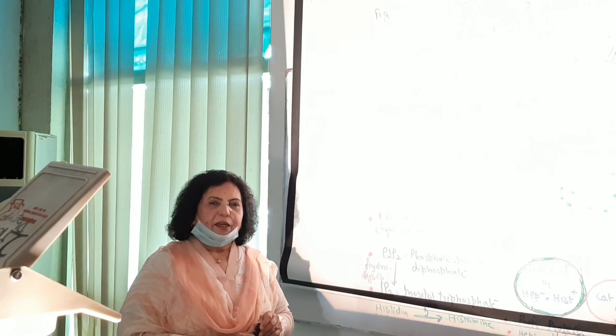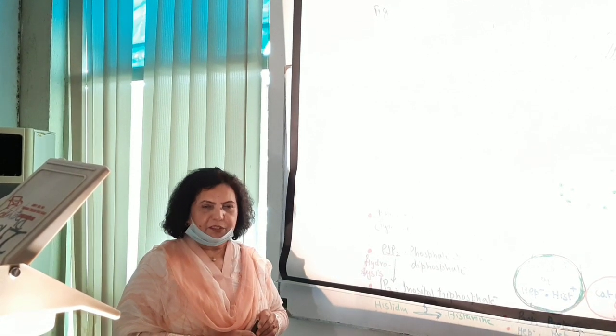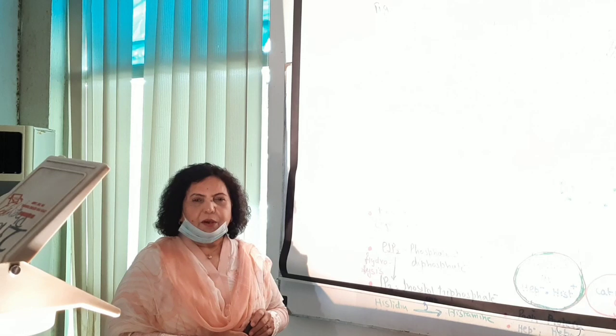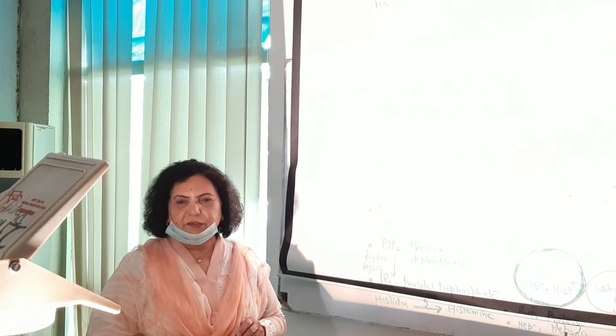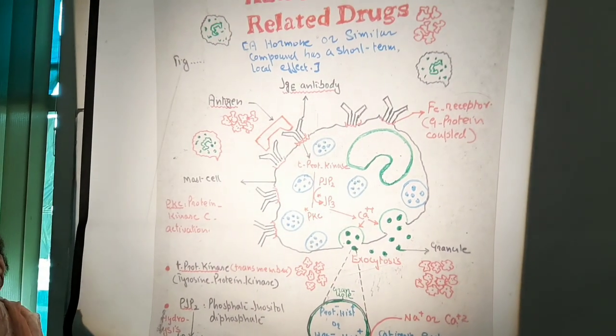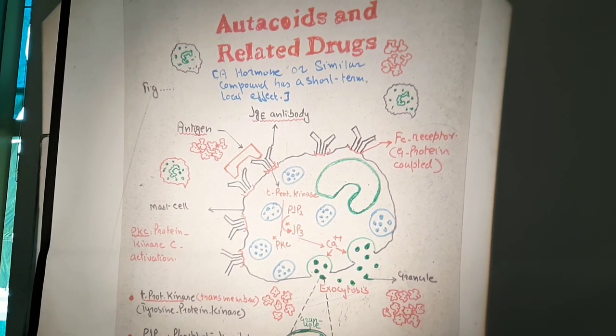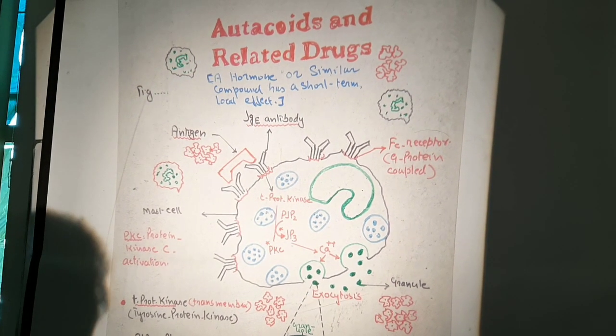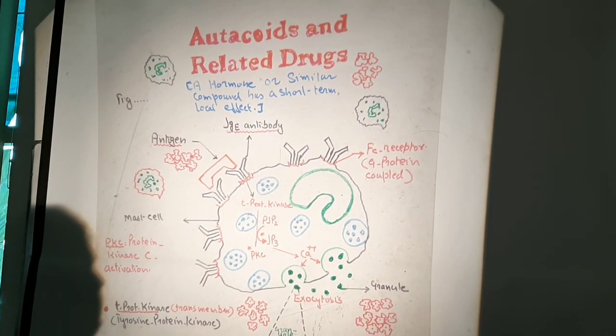Now, as you know, before this situation we were discussing a few topics: drugs acting on the respiratory system, and then drugs acting on the digestive system. Today we are going to discuss the autocoids. Now you can see this figure. Before discussing in detail, first of all you must have a clear concept about the autocoids regarding this figure.